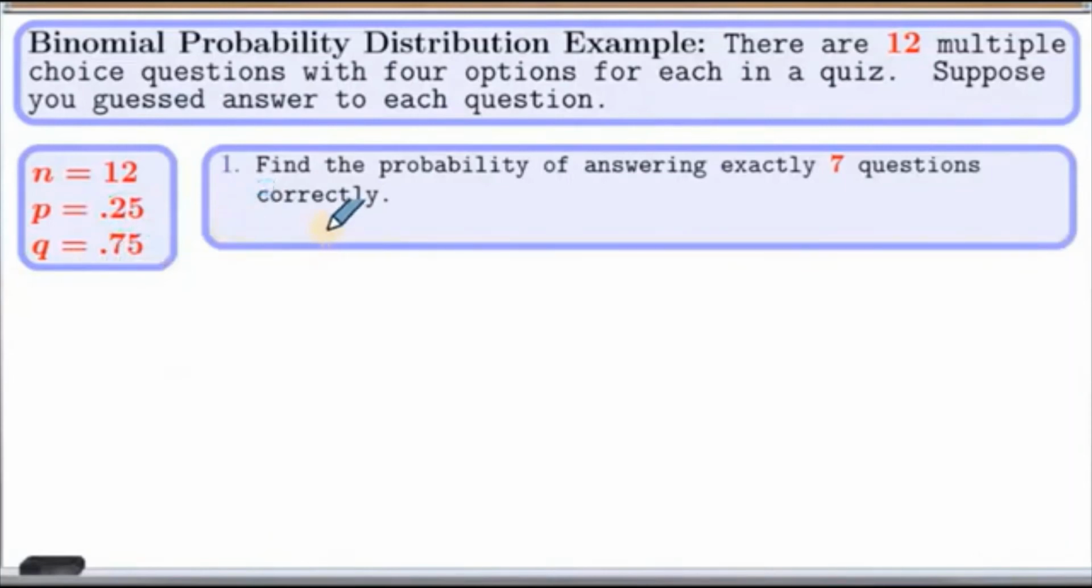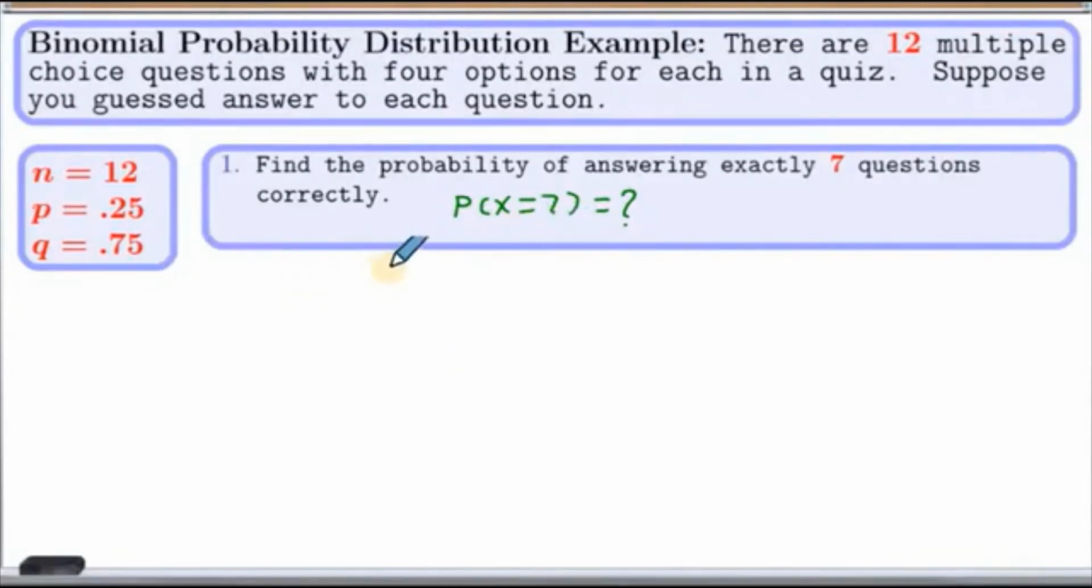So now let's look at this first problem here. We are supposed to find the probability of answering exactly 7 questions correctly. So what that means is we have to find the probability of x equals 7. For all of these questions, I'm going to use the formula, the TI calculator, and Excel to find their probabilities. So for this one, let's start with the formula.